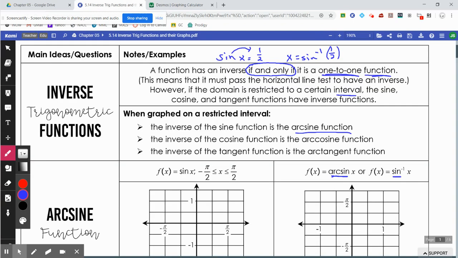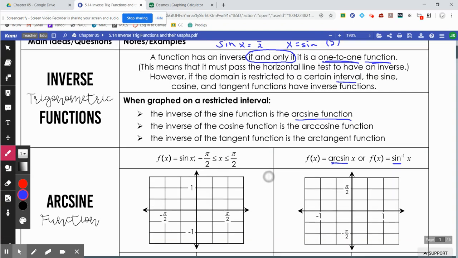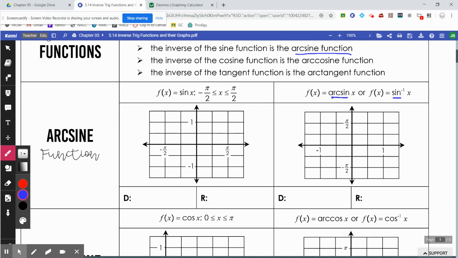So we're going to do that for each of these functions. We're going to restrict their domain so they do actually have an inverse. So we're going to graph here on the first one, y equals the sine of x, but we're only going to graph it from negative pi over 2 to positive pi over 2. So you get a graph, which we just saw, that looks something similar to this.